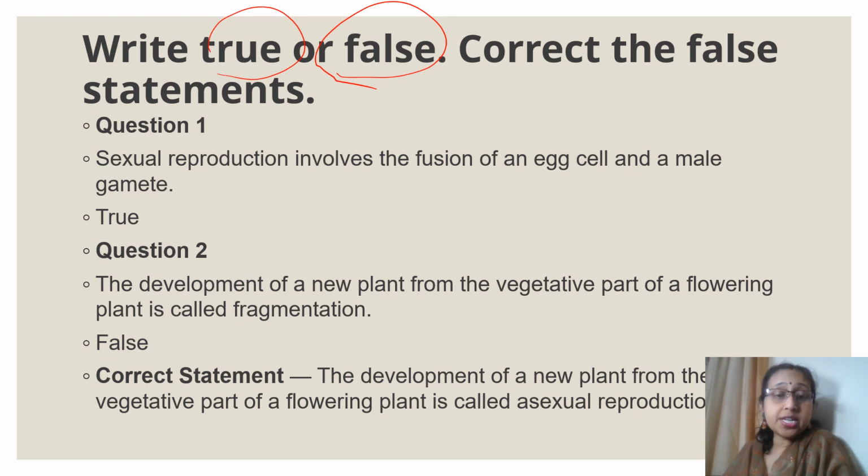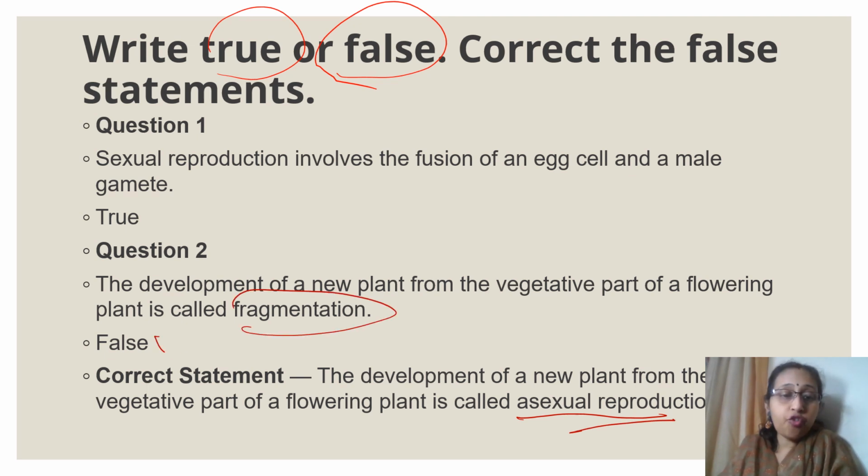Now the next question is the development of a new plant from the vegetative part of a flowering plant is called fragmentation. So just try to recall what is fragmentation. Is it the same thing it is being told here, that the development of a new plant from the vegetative part of a flowering plant is called fragmentation? No, it's false actually, and the correct statement is the development of new plant from the vegetative part of a flowering plant is called asexual reproduction. It is not fragmentation. Okay, so it is asexual reproduction.